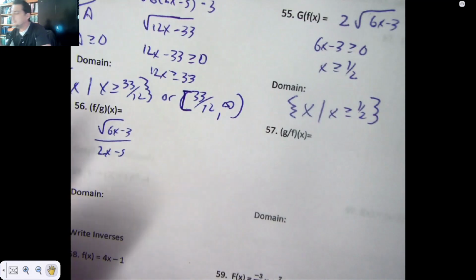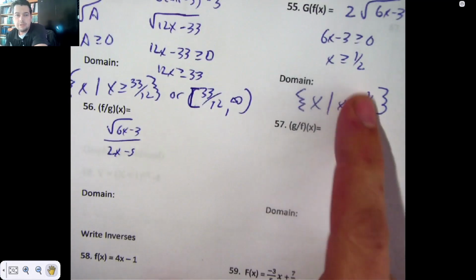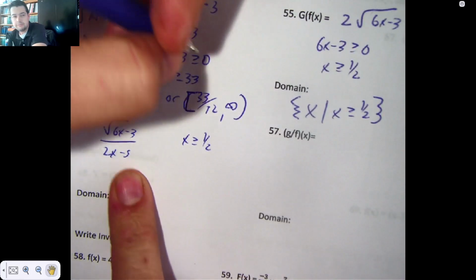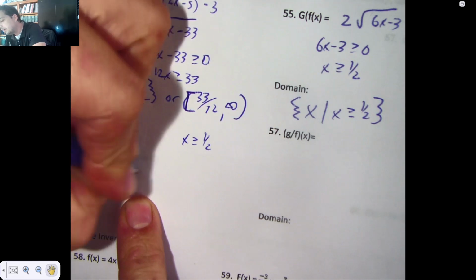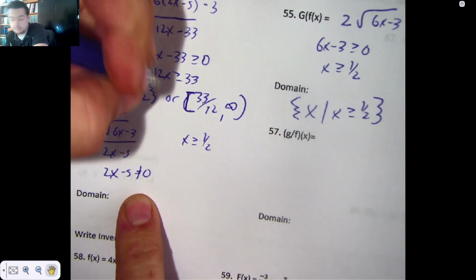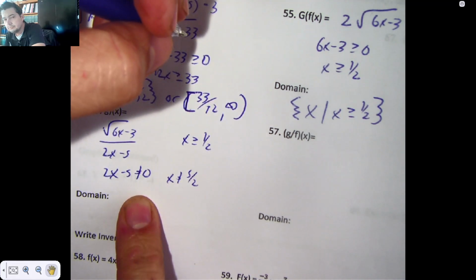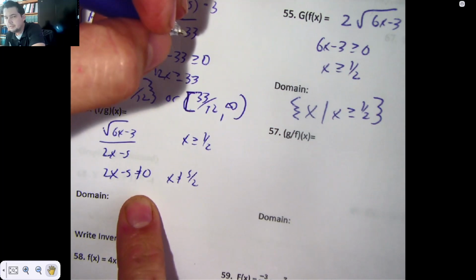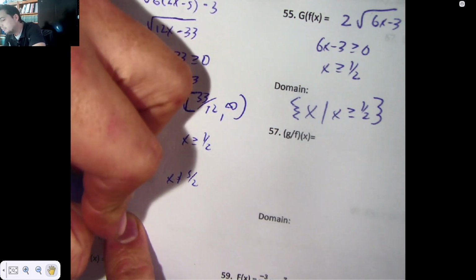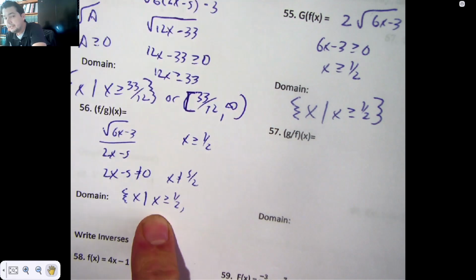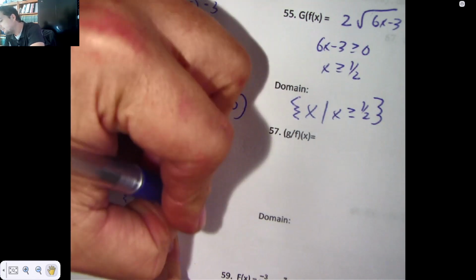So anyways, I've got this piece from earlier. I know that x is greater than or equal to a half. And then I've got this piece of information. 2x minus 5 cannot, shall not, will not be 0. x is not 5 halves. Well, there's no contradictory statement there. You just write all values of x such that x is greater than or equal to 1/2, but x cannot be 5 halves.